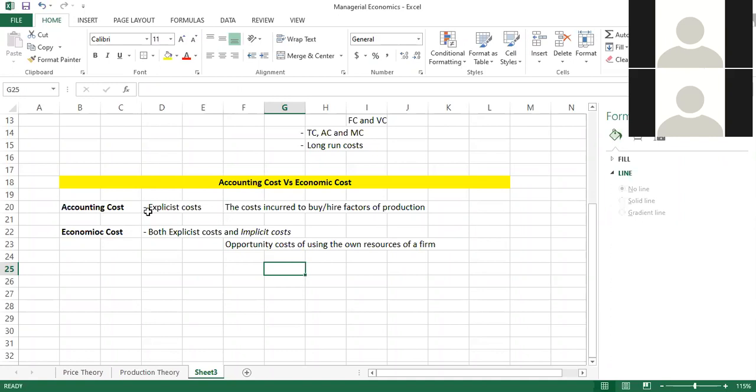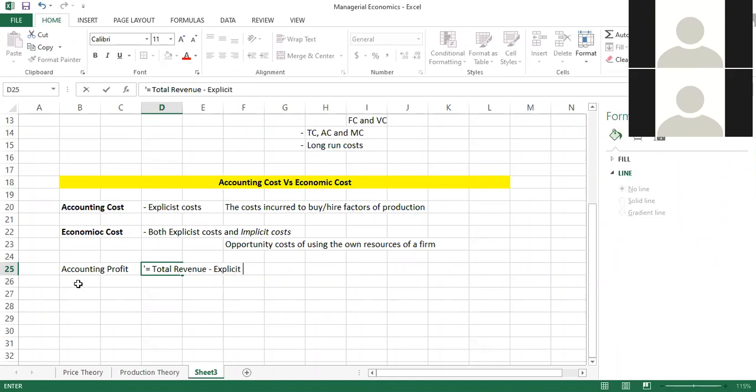Therefore, in economics, we have to consider both explicit and implicit cost. When we calculate accounting profit, we consider only explicit cost. So how do you calculate the accounting profit? You deduct only explicit cost from the total revenue, only explicit cost, in order to calculate accounting profit.